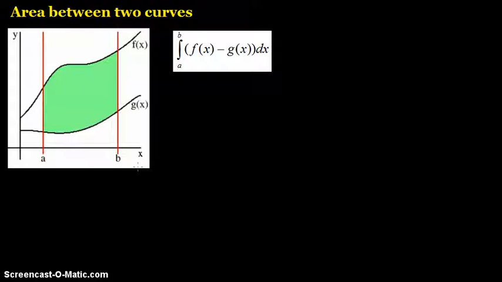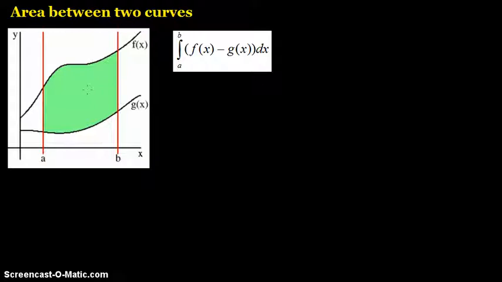So just to review, if you look at this picture right here, you can see that we have two curves. The first one is f of x and the other one is g of x, right? And we are trying to find the green area here. The green area is the area between function f of x and function g of x.